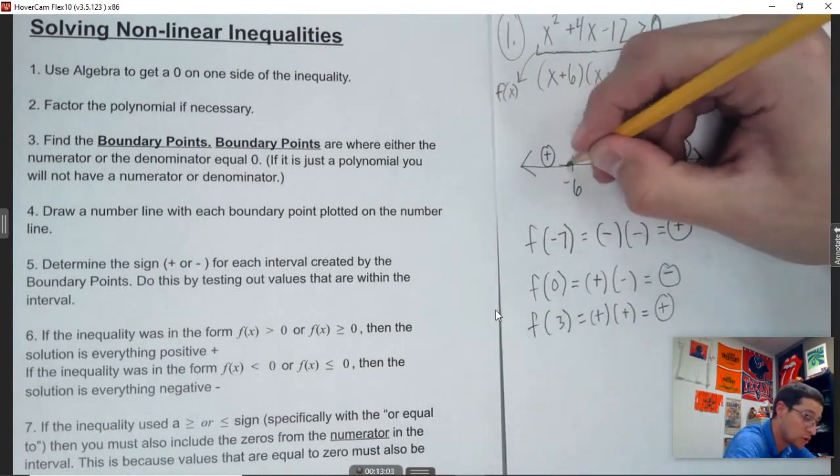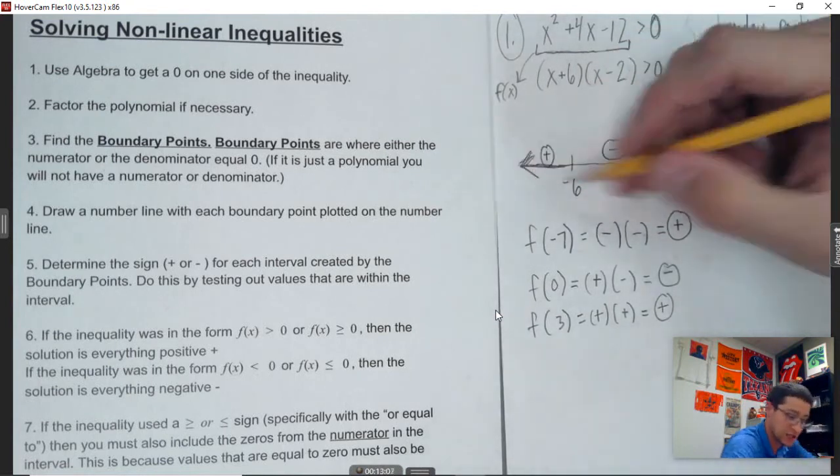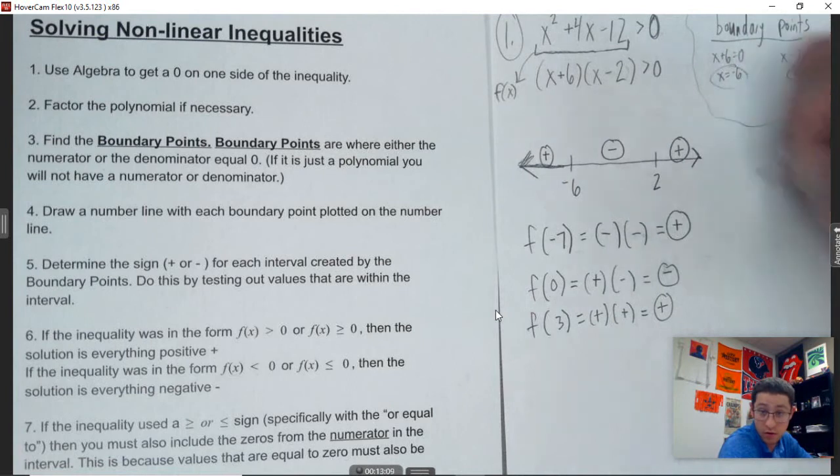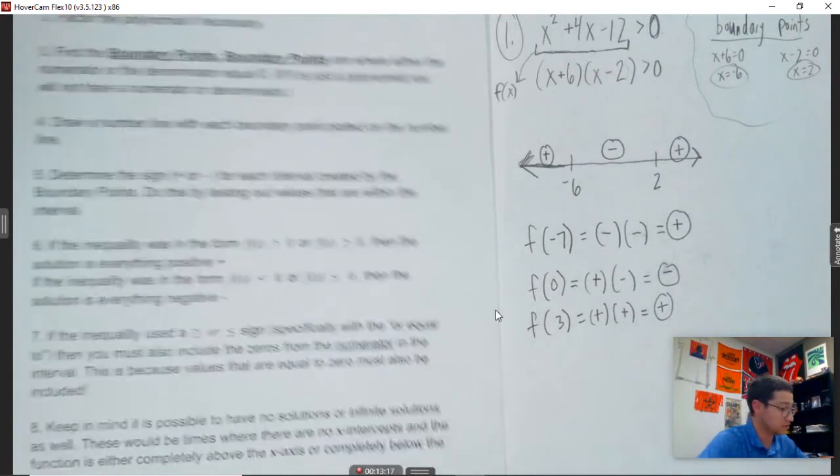So my solution would be all these numbers, right? Everything that's less than negative 6, but also greater than 2. So there are two sections that would give me numbers that make this a true statement. Okay, step 7, let's go ahead and check everything.